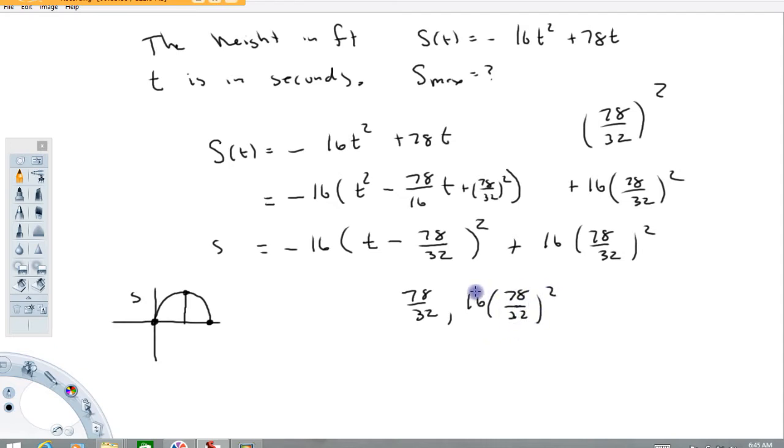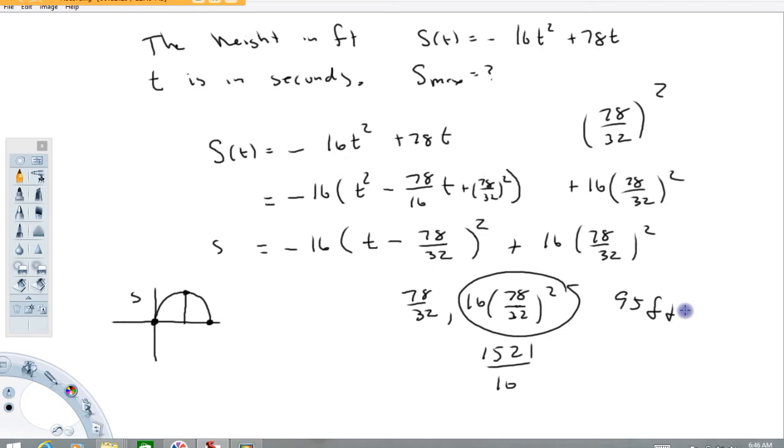And let me get a value for that now. 16 times, come on, spit me out a decimal. All right, what I got out of this was 1521 over 16, 95 feet. So this guy right here, 95 feet.